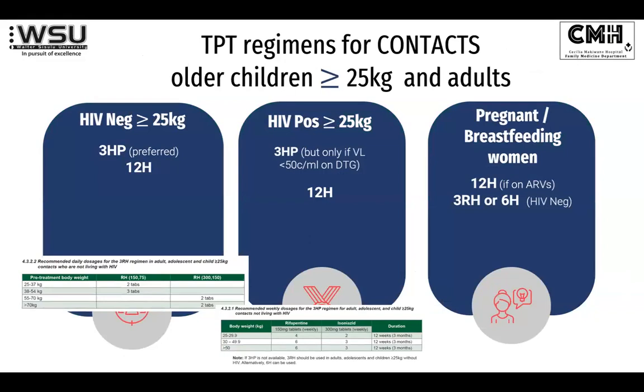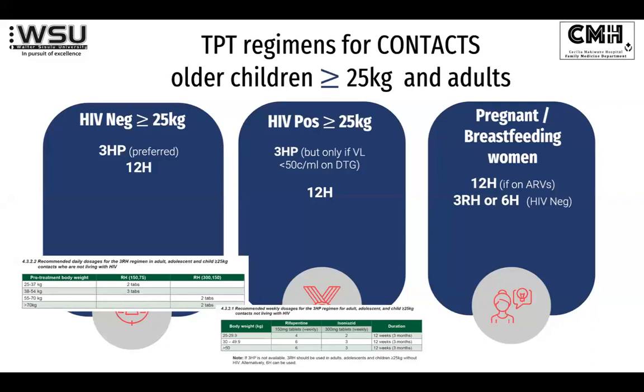So now if we look at contacts, we still treat everybody in that household. So you've gone to the household, you've now figured out who the newborn is, you figured out all the little ones under 25 kilograms. Now you're going to have to look at all the adults within that household or within the work or social scenarios who are weighing more than 25 kilograms. And if they are HIV negative, this is a new group. We've never given TPT before to HIV negative patients.